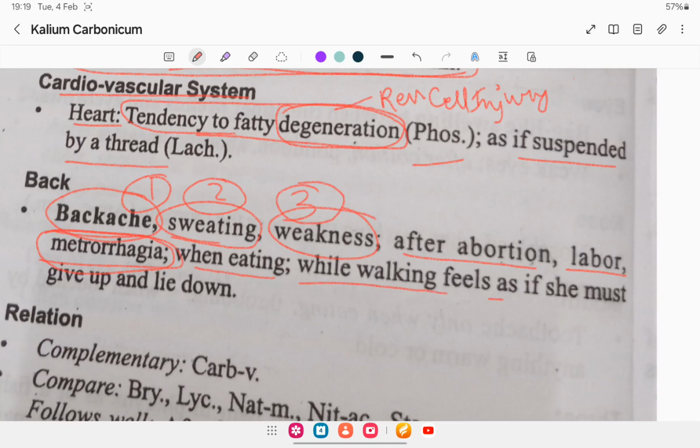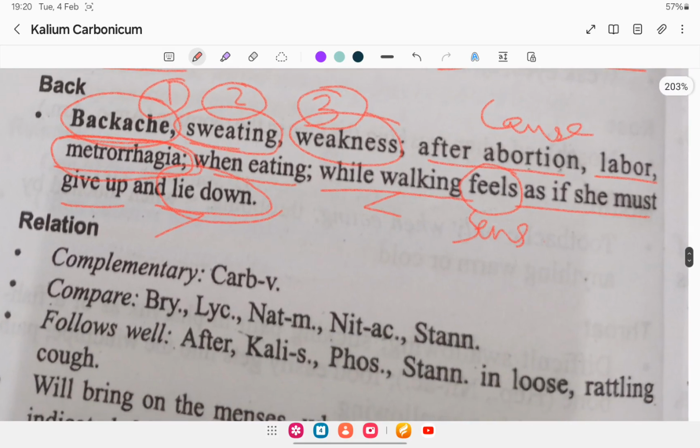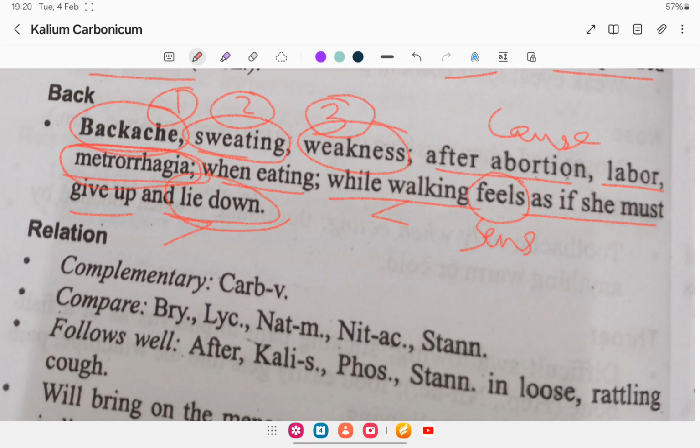When eating, while walking, feels as if she must give up and lie down. Aggravation when eating, walking; amelioration, lie down. Cause: after abortion, labor, metrorrhagia, and associated symptoms sweating, weakness. So backache, location in the back, sensation: feels as if she must give up. Cause after abortion, labor, metrorrhagia; aggravation when eating, walking, and amelioration lie down. Concomitant symptoms, sweating, weakness. This can be asked in theory, so you have to write like this: location, sensation, modality, concomitant.